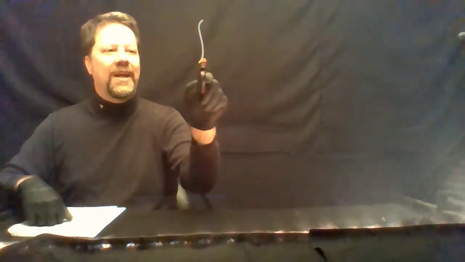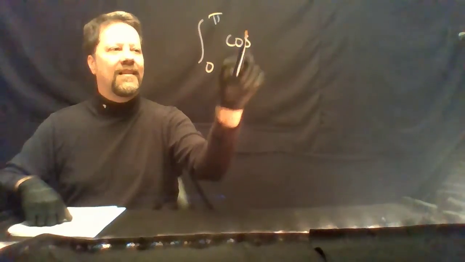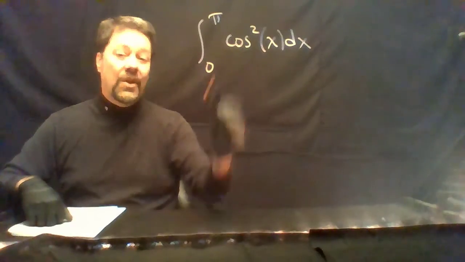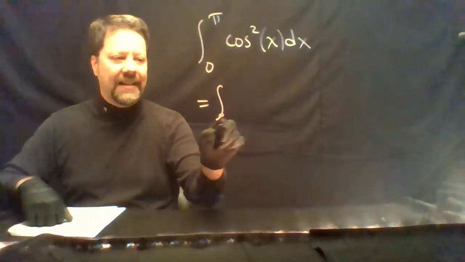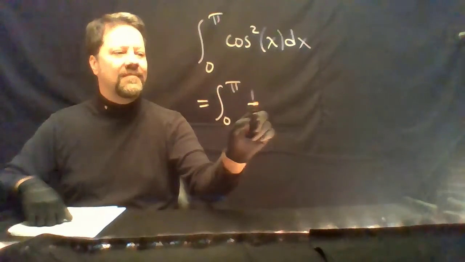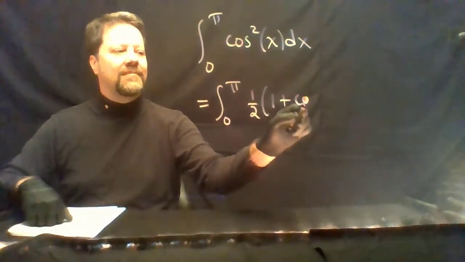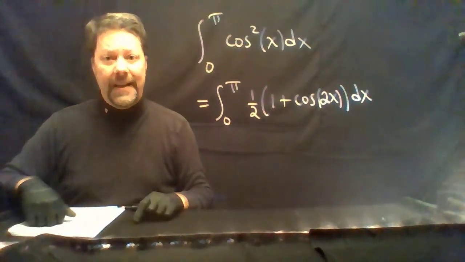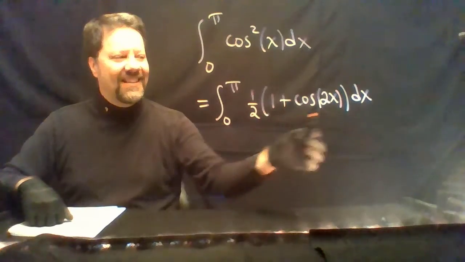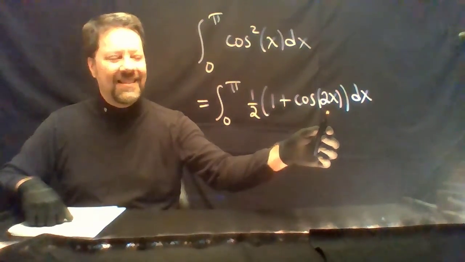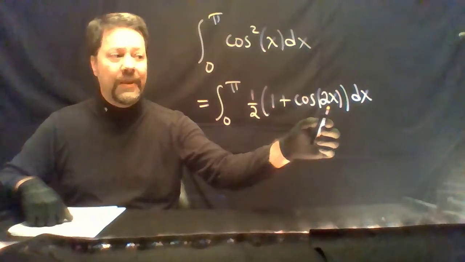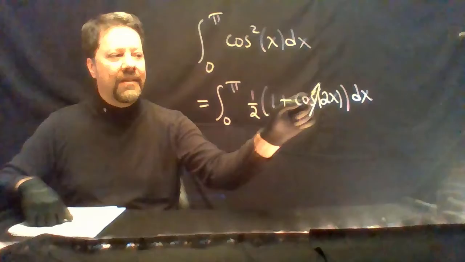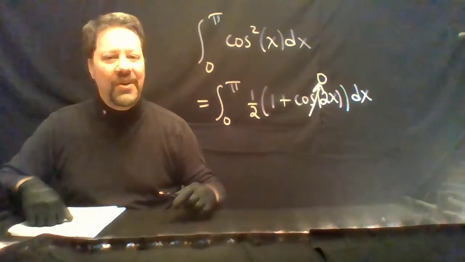On part L, we're integrating from 0 to pi cosine squared of x dx. Cosine squared always requires a half angle identity. I ask that you remember the half angle identity. Now the period of cosine 2x: if we take 2 pi and divide by 2, we get a period of pi. We're integrating over the whole period, which means this term contributes no area at all.